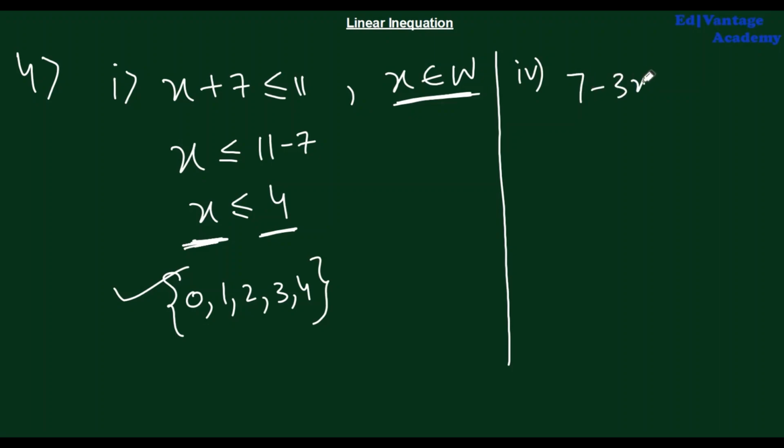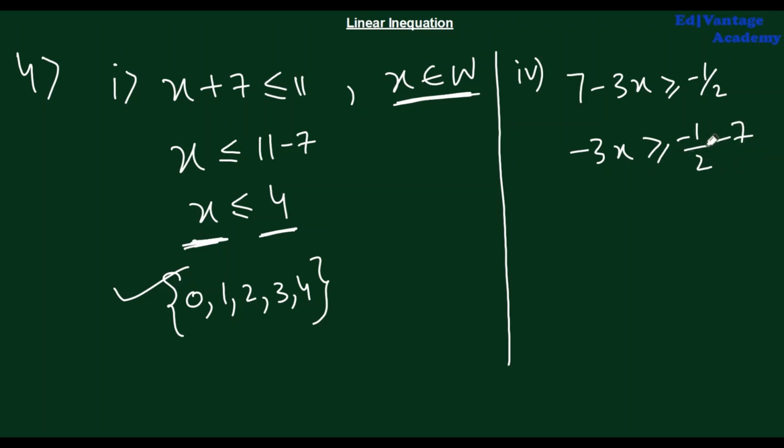7 minus 3x is greater than or equal to minus 1 by 2. How do we simplify it? Many methods are there. I can send 7 to the other side, and minus 3x is still remaining on the left side. 7 goes to the other side, it becomes minus 7 because it was positive 7.